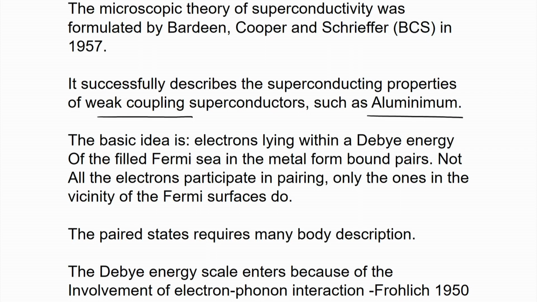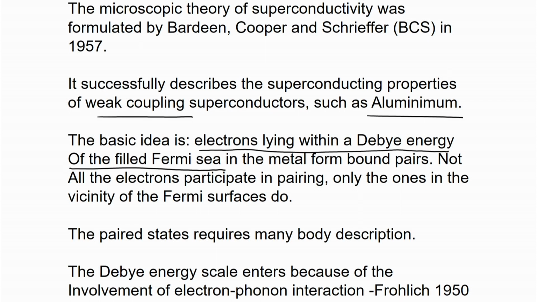Mostly they are metals, and not all metals give rise to superconductivity, but there are certain metals which do. This also we will discuss, which are the potential candidates for superconductivity. So, the basic idea is that the electrons lying within a Debye energy of a filled Fermi sea. Two electrons are needed, and they are lying within the Debye frequency or Debye energy of a filled Fermi sea in a metal, they can form bound pairs.